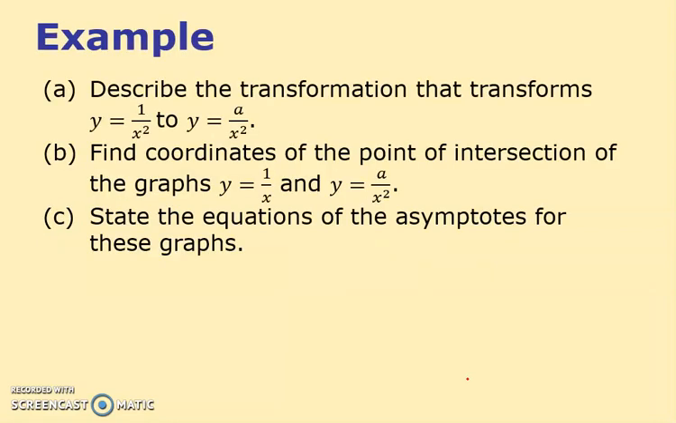There it is. Describe the transformation that transforms y equals 1 over x squared to y equals a over x squared. Well, this is easy. It's best to think of this as equal to a times 1 over x squared. When you see it like that, you think, oh, it's just been multiplied. When you multiply something, it becomes a stretch. Is it in the bracket? No, it's just outside of it, so it's parallel to the y-axis.